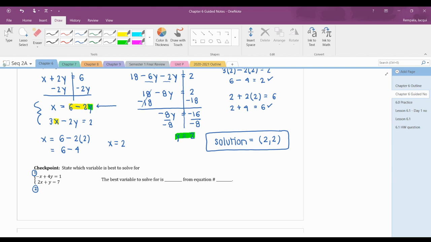All right, so hopefully you looked and you saw that in the top equation, the number in front of x is a negative 1 and in front of the y is a 4. None of those are positive ones, so the top equation doesn't work. If we look at the bottom equation, there's a 2 in front of that x. I don't see a number in front of the y, which really means that there's a 1. So it looks like the best variable to solve for is y, and that happens in equation number 2.